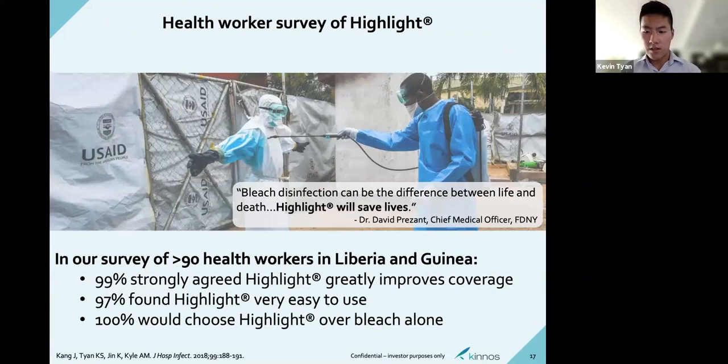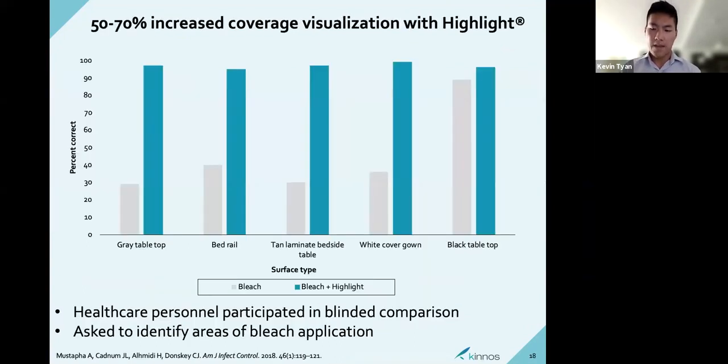And so ultimately, this concept that we had field tested and developed out of the Ebola crisis saw really positive reception from these healthcare workers. We ended up publishing these findings in the Journal of Hospital Infection. And in fact, a study that was published in AJIC by Curtis Donskey's group at Cleveland VA Medical Center actually specifically quantified this improvement in visualization.